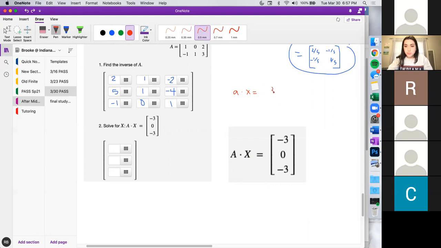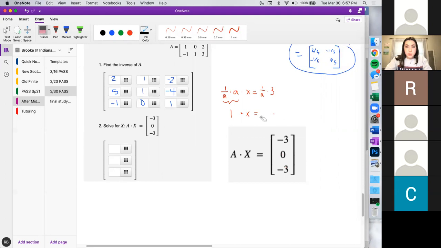Or I can take 1 over a times a, because this is going to cancel to be 1. And I could take that on both sides, because in an equation, you have to do it to both sides. This is going to be a 1, because it's going to be a over a. Copy my x equals, and then we have now 1 over a times 3. We're doing the same thing, except with matrices.